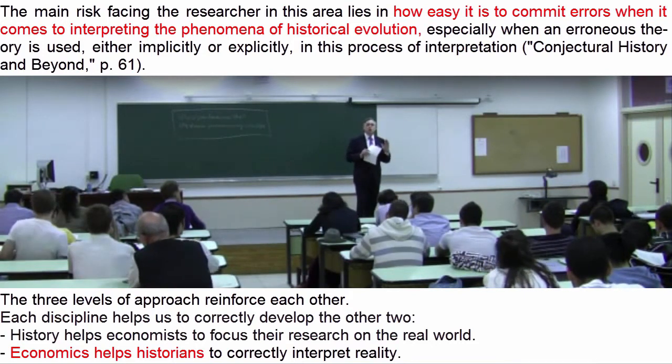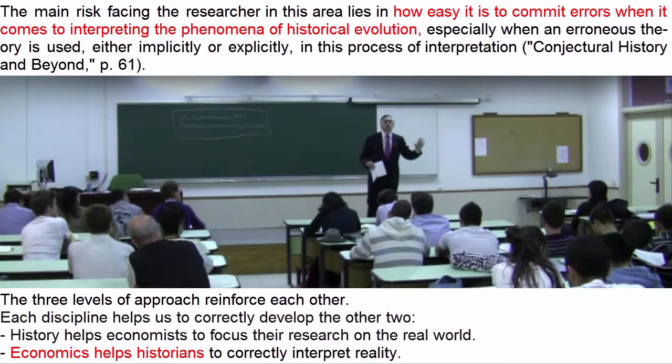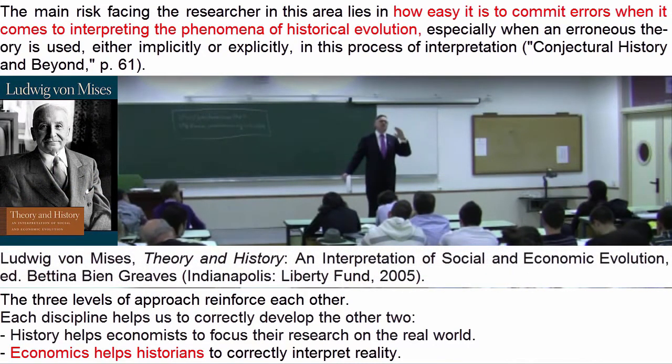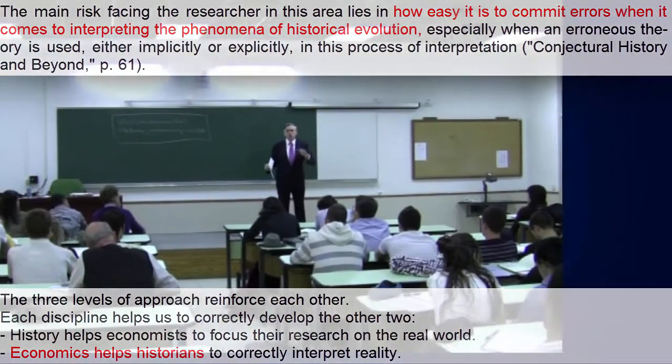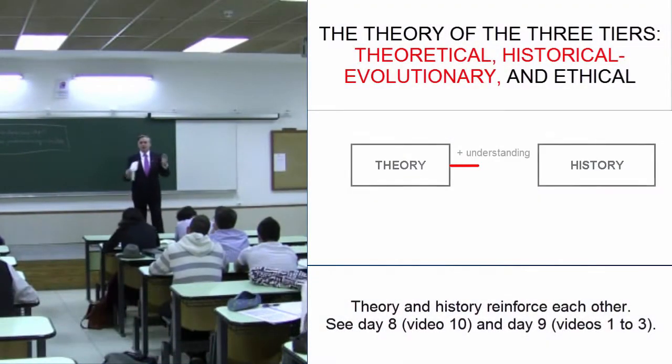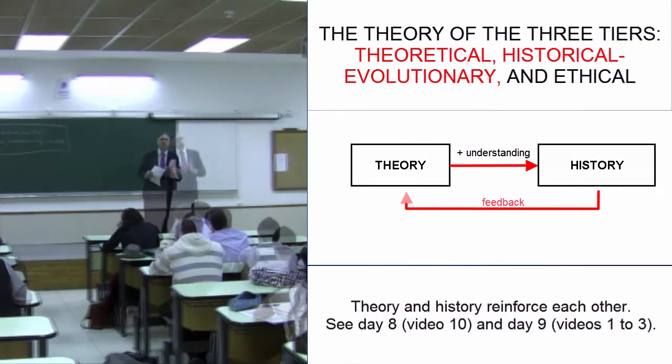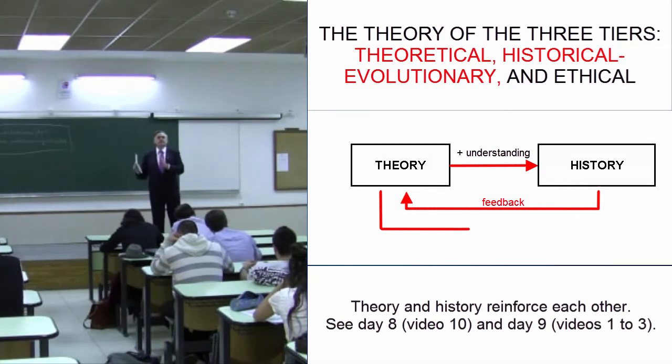So, as you can see, there is a clear interaction between theory and history, and that is why Mises chose Theory and History as the title for his famous work. Each discipline reinforces the other. Economic theory assists historians in their work, and history guides economic theorists in theirs. Each discipline strengthens and supports the other.